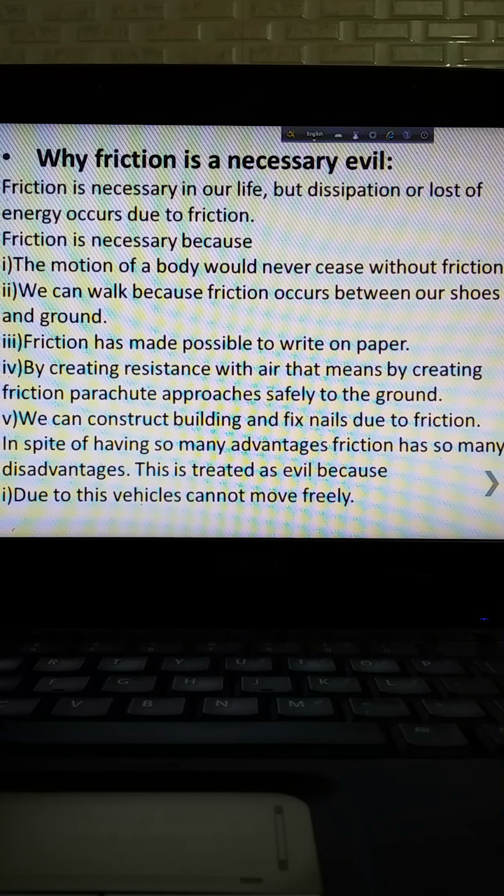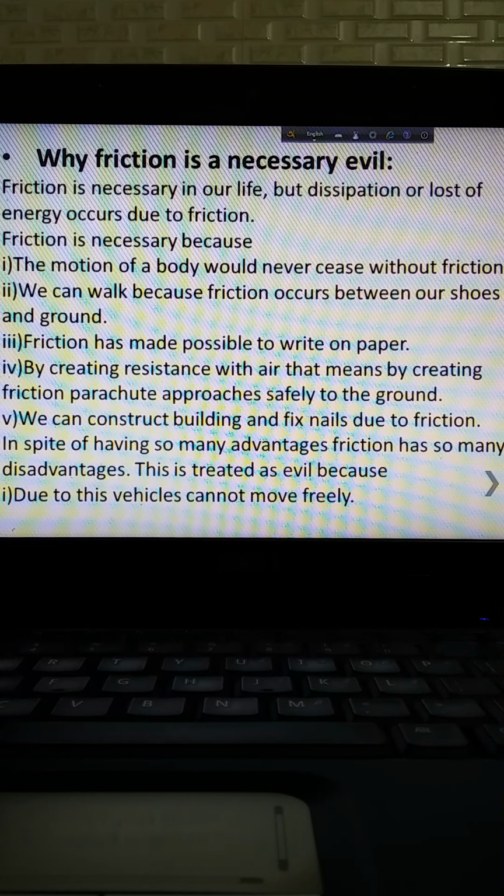If a parachute tries to approach the ground, it has to be stopped or blocked with some barrier, and that barrier is our frictional force. So by creating resistance with air, a parachute approaches the ground safely. So friction is necessary. We can construct buildings and fix nails due to friction. In many kinds of work, we use the frictional force for our convenience.